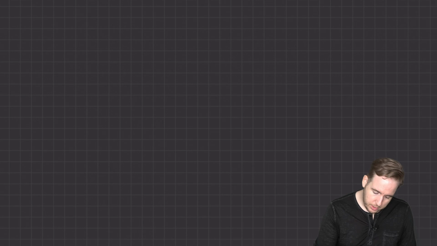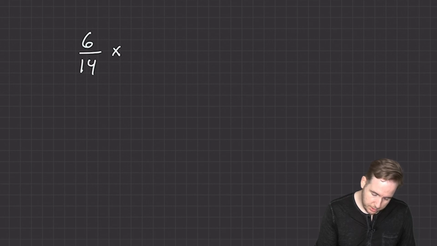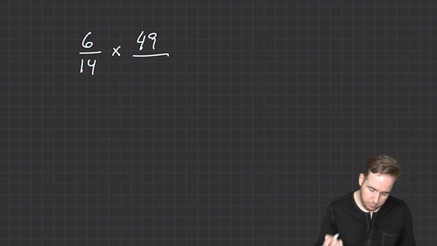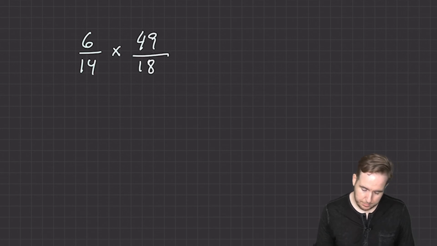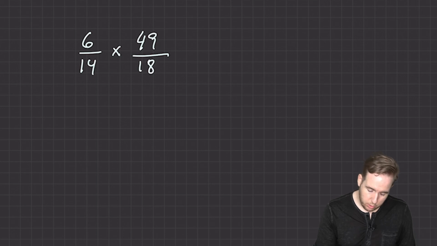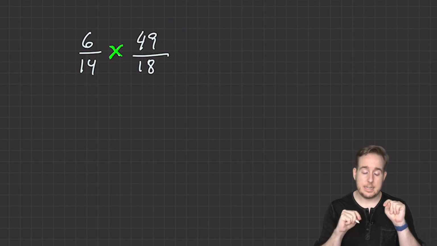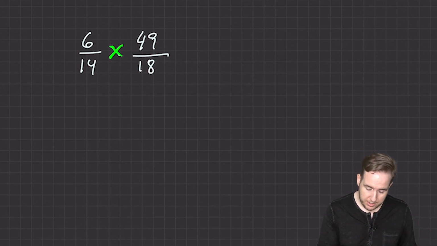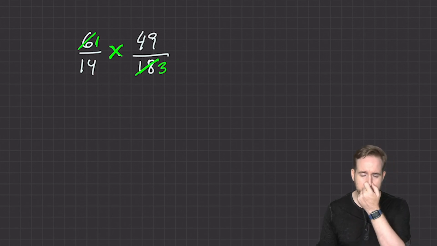Okay, so let's see. So we're going to do 6 over 14 times 49 over 18, something like that. Okay, so I can look across the times sign. 6 and 18, those are both divisible by 6. So that will become 1/6. 18 divided by 6 is 3. That's the problem you get when you rush with these.